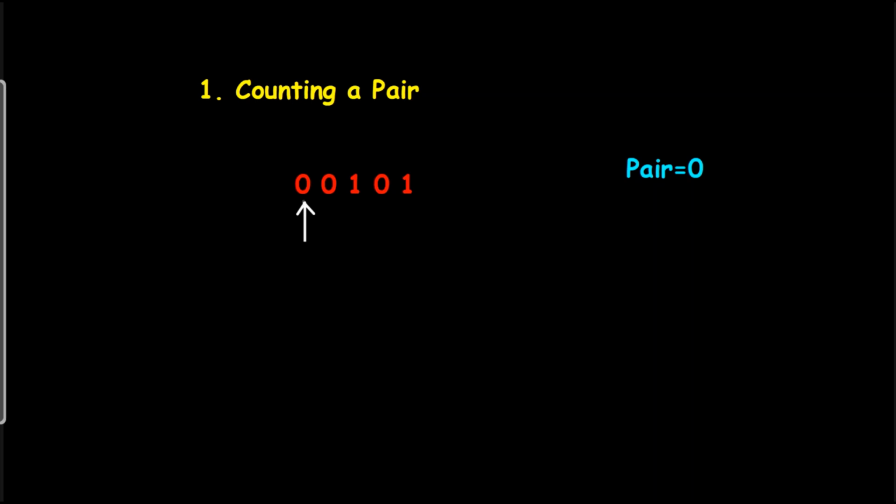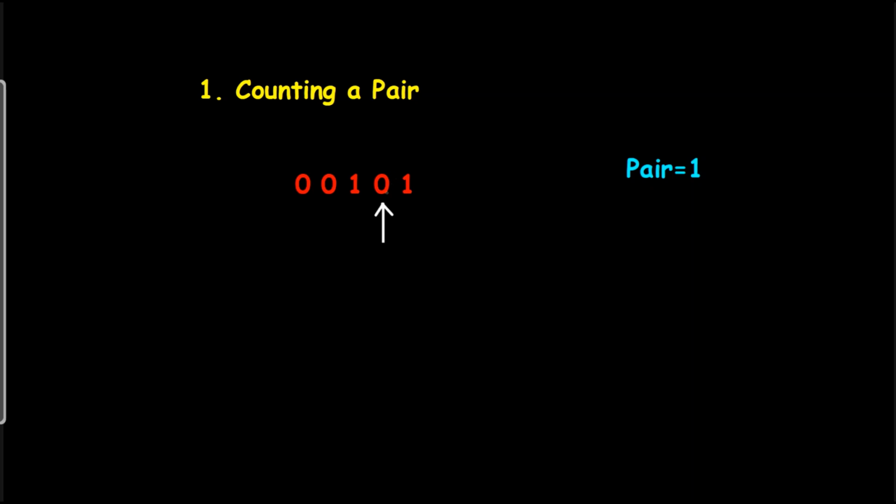Firstly, the arrow is on my first digit, or I can say most significant bit, and we will keep iterating towards the right. As soon as I go to the second bit, there was no transition, there was no flip. But as soon as I reach the third bit, there was a transition from 0 to 1. That means I got my first pair. After getting my first pair, I'll be moving ahead.